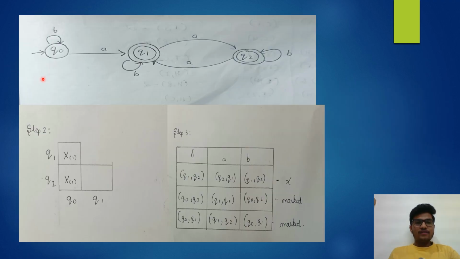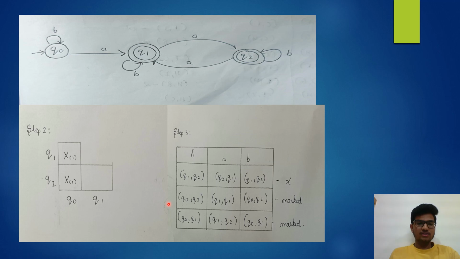Now in our DFA, we are left with only three states, that is Q0, Q1 and Q2. In step 2, we need to create a table something like this, which consists of rows and columns. Horizontally, we mention Q0 and Q1 but do not mention the final state, that is Q2. Vertically, we mention Q1 and Q2 but do not mention the first state, that is Q0. Vertically, we don't mention the first state, and horizontally, we don't mention the last state.